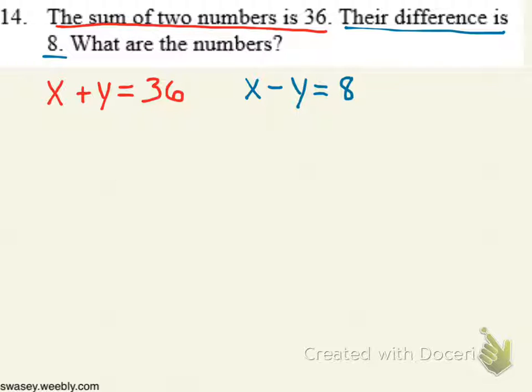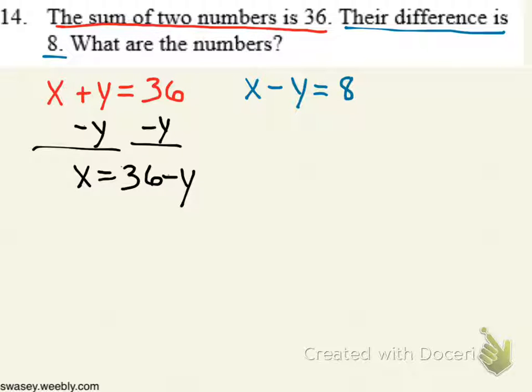Now the directions above here when we started said 3 through 14 were to solve by substitution, so we'll do it that way. To get rid of the plus y here, we can subtract y from each side. And so we have x equals 36 minus y. So we're ready to substitute in. In place of x, put 36 minus y. And then we still have the minus y. Let me fix the colors on that.